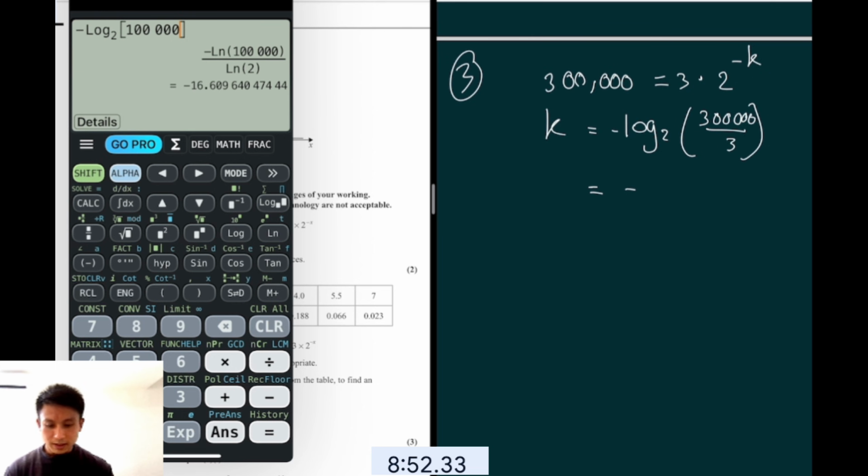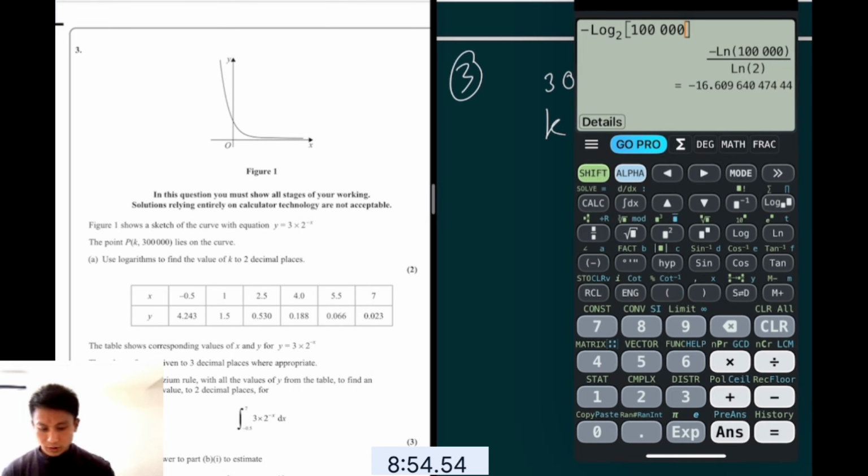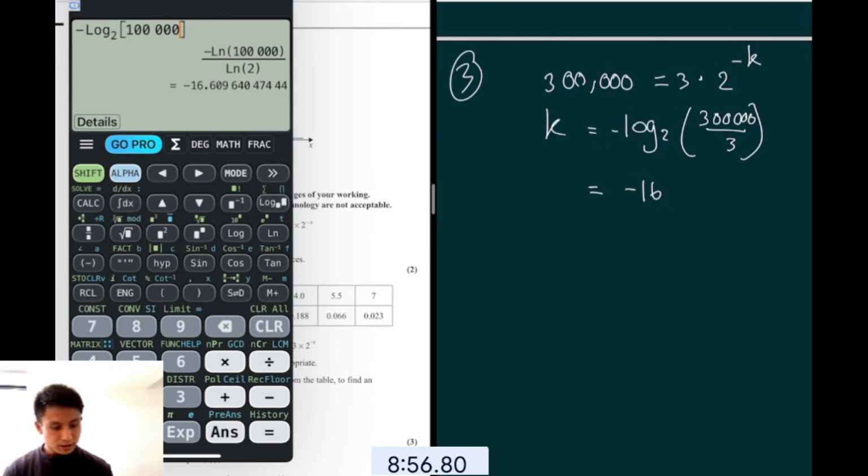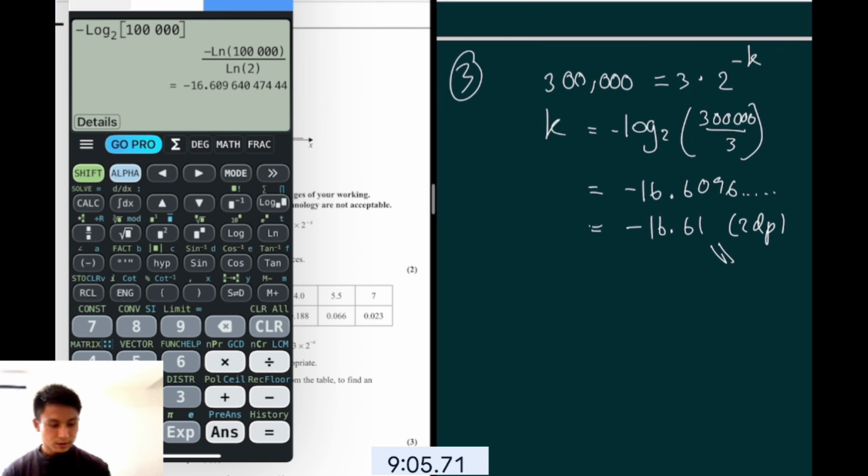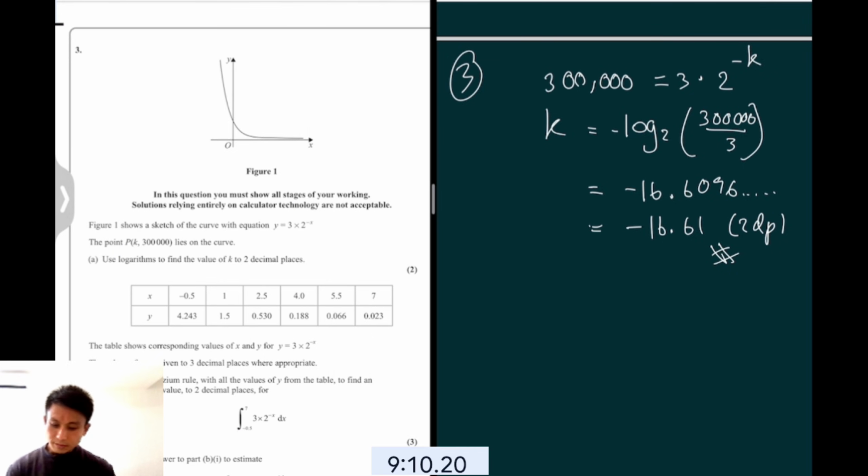So k is negative 16. We need to put it into 2 decimal places, but this is the way I would do it. I'm just going to do that and then round it to 2 decimal places. Yep, minus 16.61. Does that make sense? Yeah, it should go to the negative side, right? As you can see, the curve on the left-hand side, the y value is so high, so x should be negative. Yeah, makes sense. That's part A.